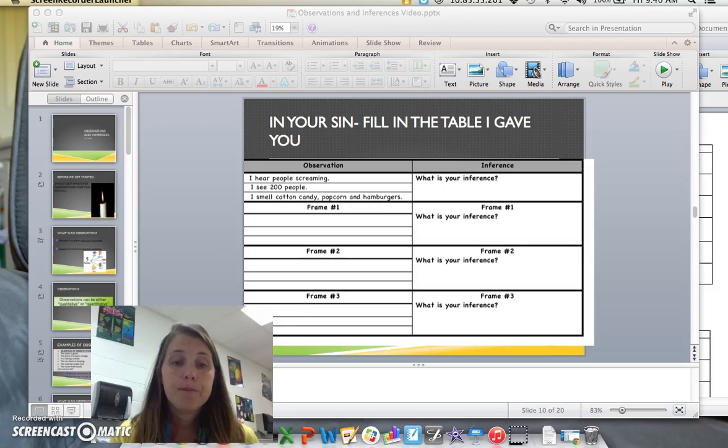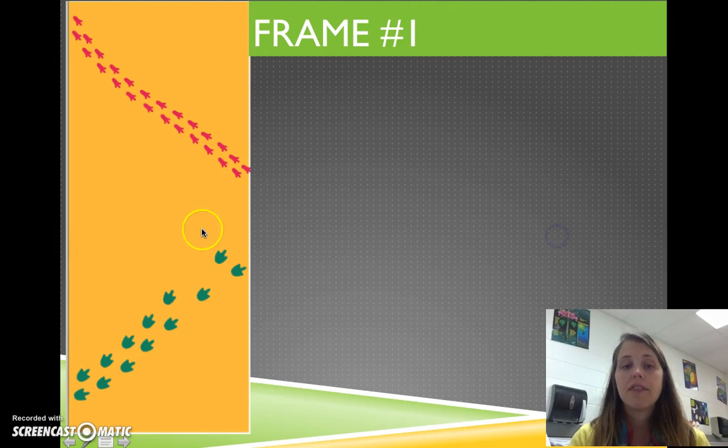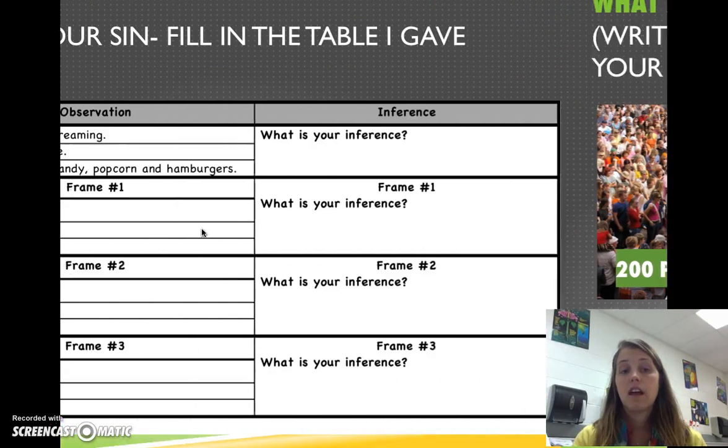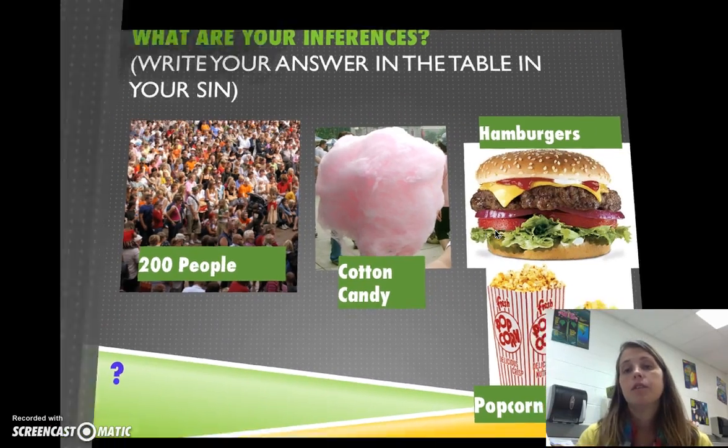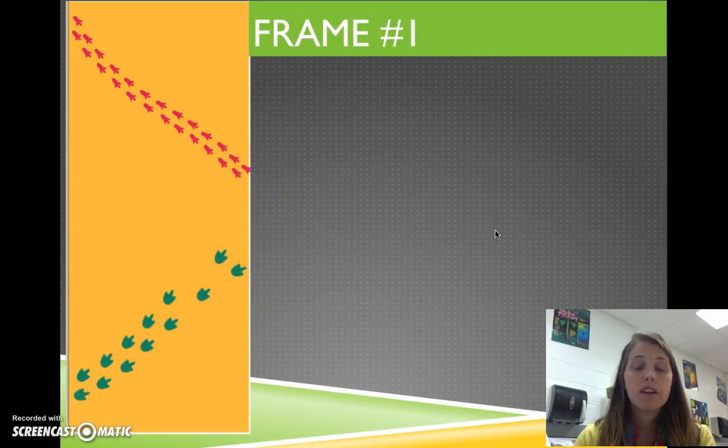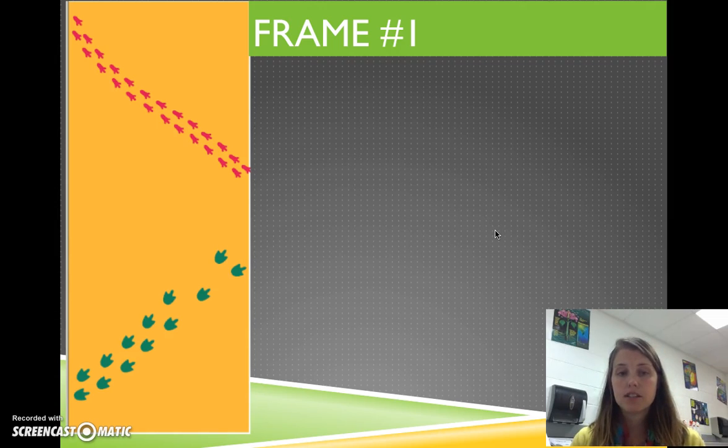So here we go. On this one right here, we're going to start here, and you're going to write 3 observations about each frame when I tell you to. 3 observations, and then you're going to write 1 inference about each frame. So here's frame 1. I'd like you to write 3 observations and an inference. Go ahead and pause right now. Write 3 observations and an inference about this right here.